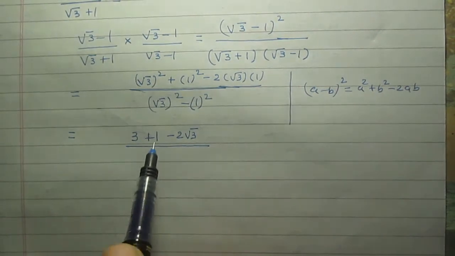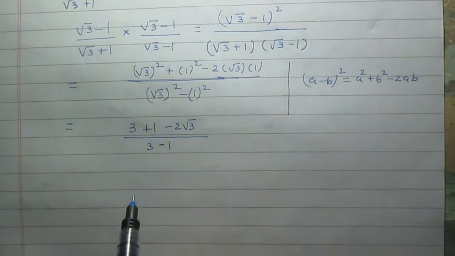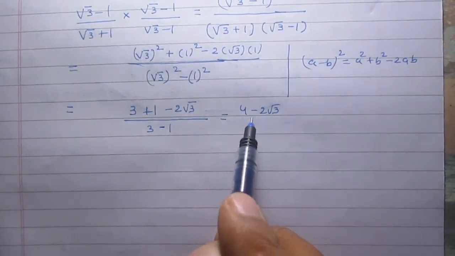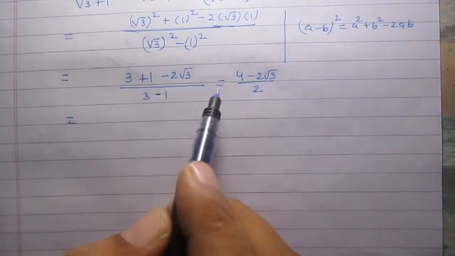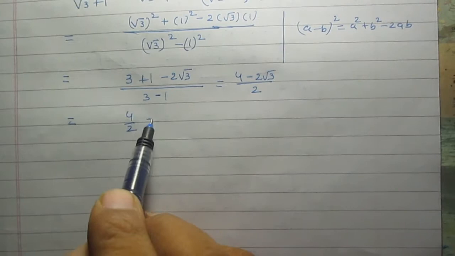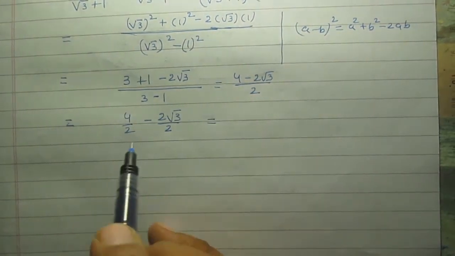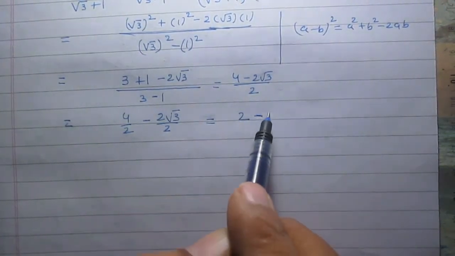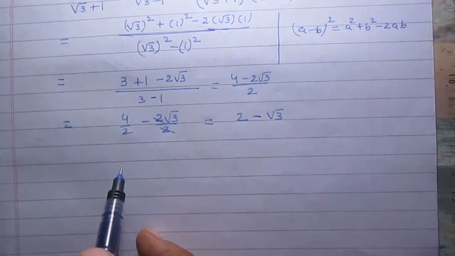The denominator is 3 minus 1, the square of square root 3 minus 1. So it is (4 minus 2 root 3) divided by 2. You can simplify this term as 4 by 2 minus 2 square root 3 divided by 2. 4 by 2 is 2 and the second part is minus root 3, because 2 can be cancelled by 2.